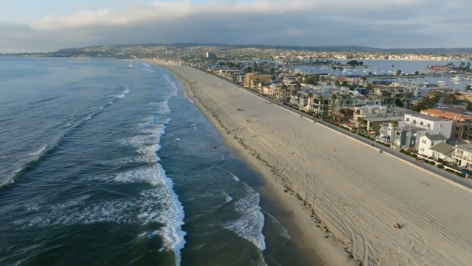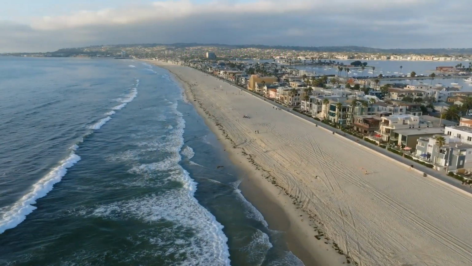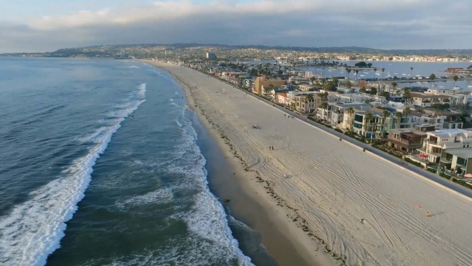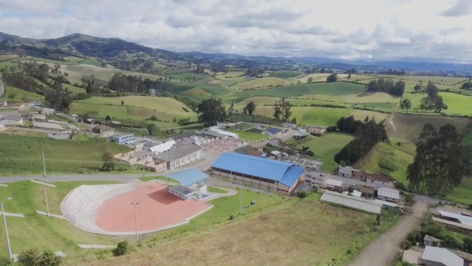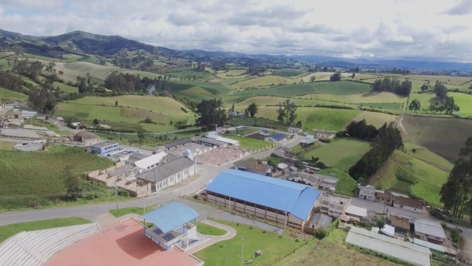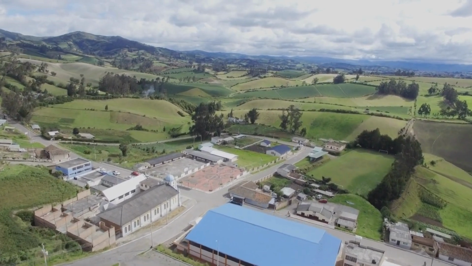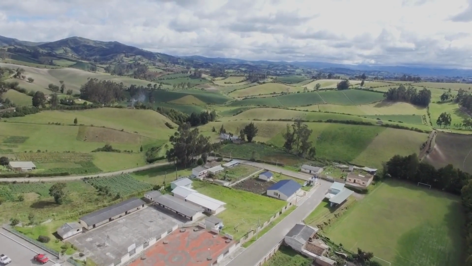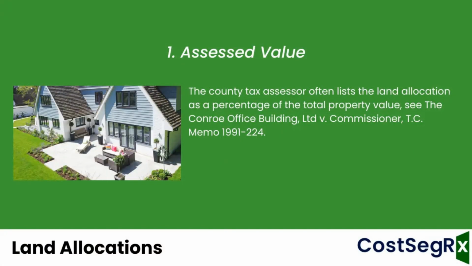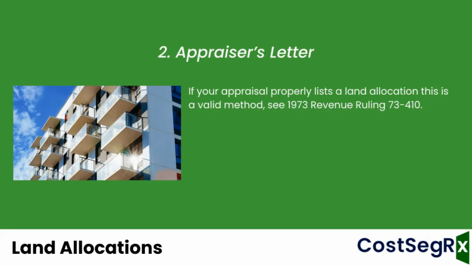The land allocation on the beach in San Diego is going to be more expensive than a land allocation in El Cajon, San Diego. Same thing, a property in Birmingham, Alabama may have a land allocation of 5% in a rural area and 15 to 20% in a more developed area. So when we're looking at the tax assessed value, the court case that we point to was the Conroe Office Building versus Commissioner.